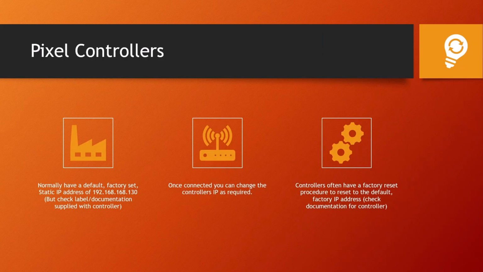Now with our Pixel controllers, they're typically factory set to a static IP address of 192.168.168.130, but always check the label and documentation that comes with the controller to confirm this. Although it's a static IP address that's preset, once you've connected to the controller, you can change that address to whatever you like to match your own network requirements. And the controllers often do have a factory reset procedure. Again, check the documentation should you ever forget the address or need to reset it back to that factory set address.